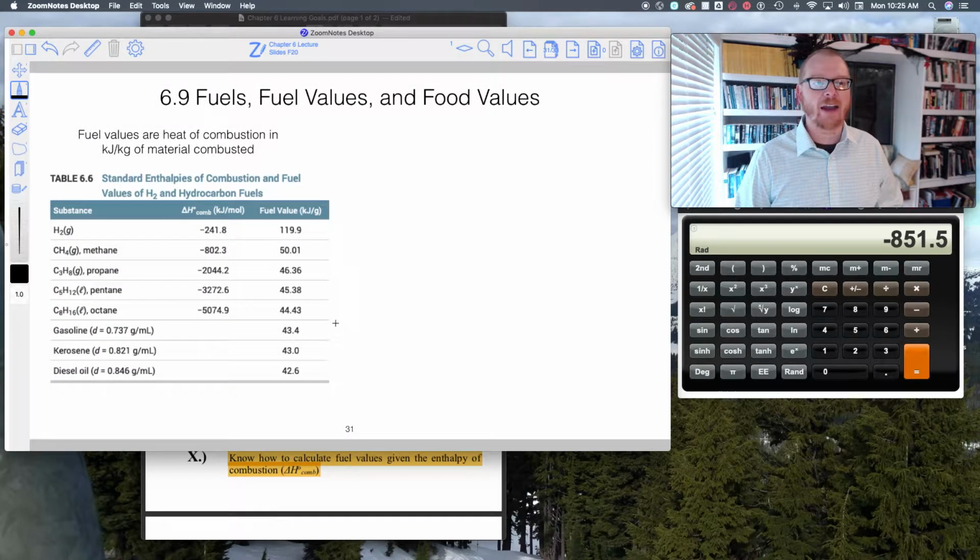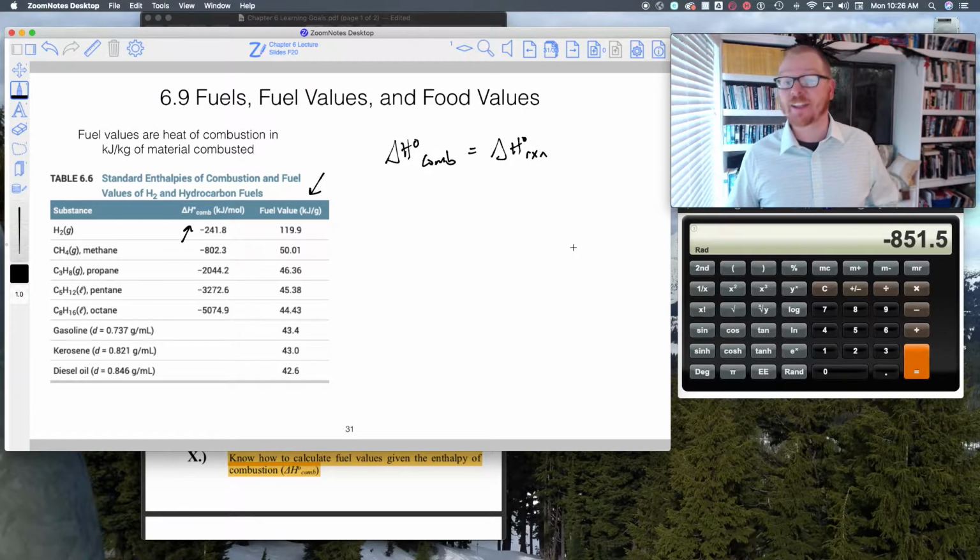Okay? And so that leads nicely into this discussion of fuel values and food values. I'm only going to talk about this very, very briefly, okay? So fuel value is, I kind of mentioned this earlier with the bomb calorimeter, okay? So fuel values and heat of combustion values are very similar. And so we'll say this delta H of combustion is the same thing as delta H of reaction, specifically for a combustion reaction, right?